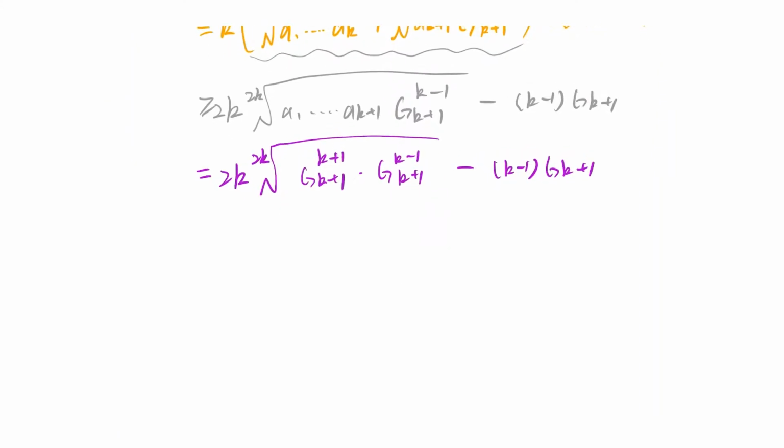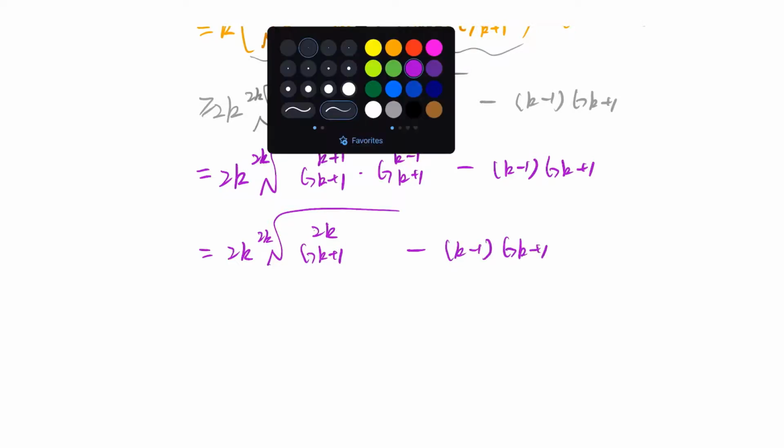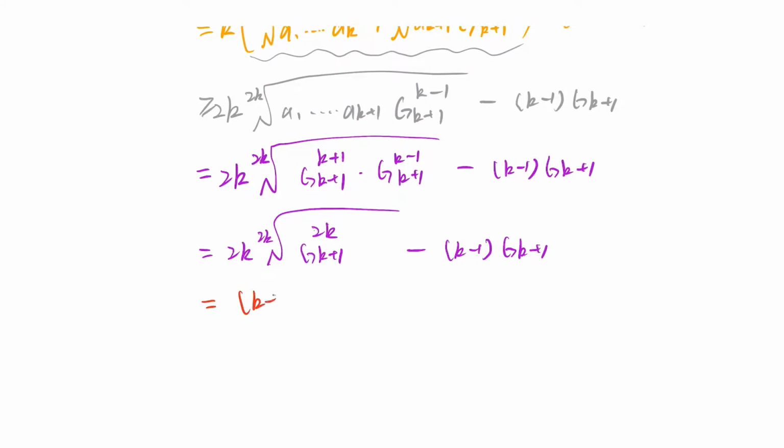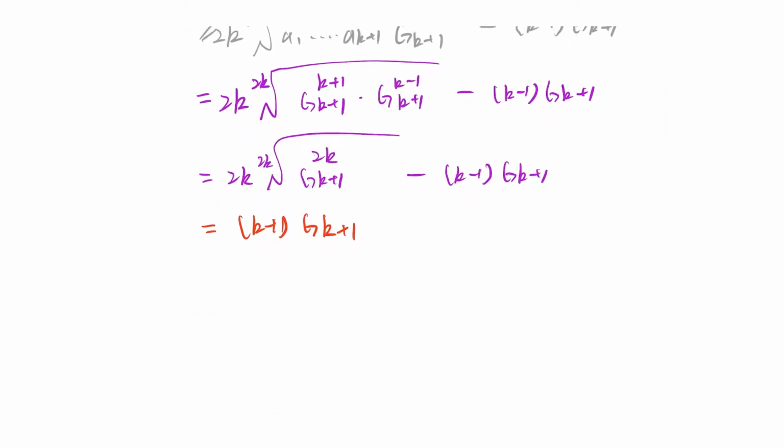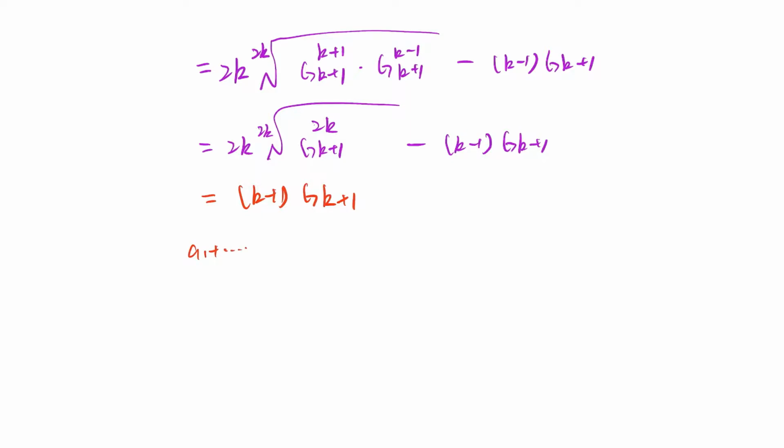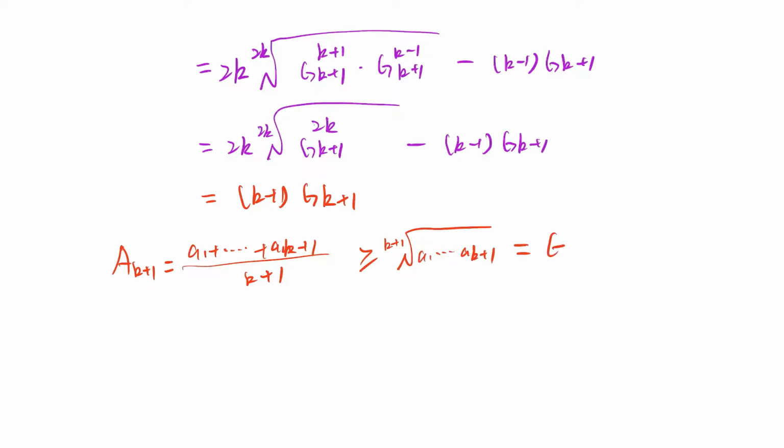And this expression is equal to 2k times the 2kth root of g_{k+1}^{2k}, minus k minus 1 times g_{k+1}, and it gives our final answer, which is k plus 1 times g_{k+1}. And here we successfully proved that (a_1 plus all the way up to a_{k+1}) over k plus 1 is larger or equal to the (k+1)th root of a_1 times all the way up to a_{k+1}, which is also g_{k+1}.